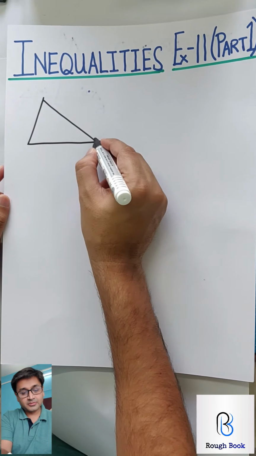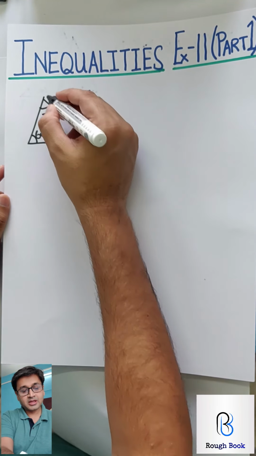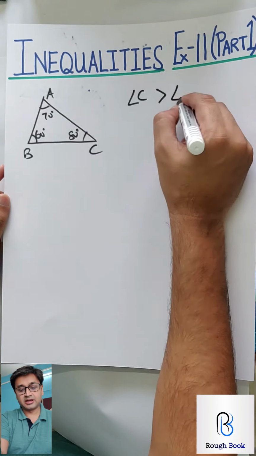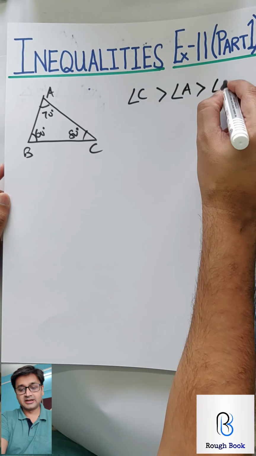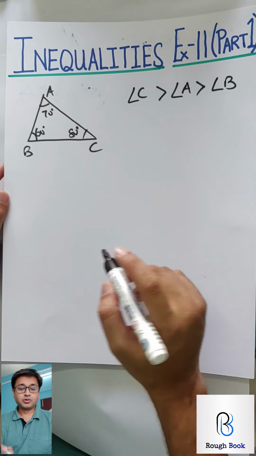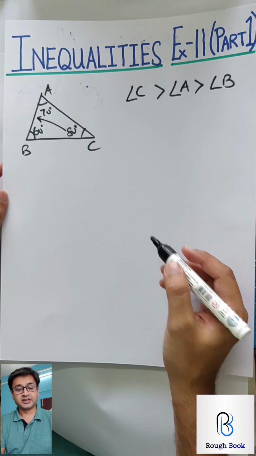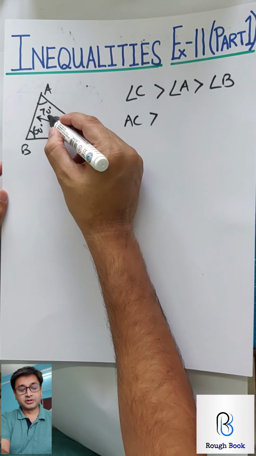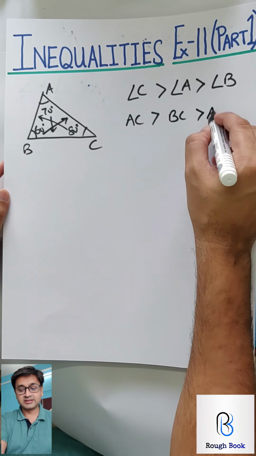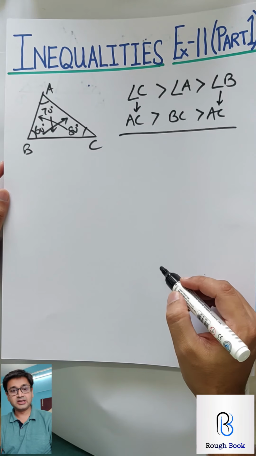So if you have a triangle ABC whose angles are, let's say, 60, 70 and 80, we can clearly see angle C is greater than angle A, which is greater than angle B. So B is the smallest and C is the largest. You need to remember the side opposite to the largest angle is going to be the largest side, that is AB. Then opposite to A will be in the middle, BC, and opposite to B is AC. So basically largest angle, largest side; smallest angle, smallest side.